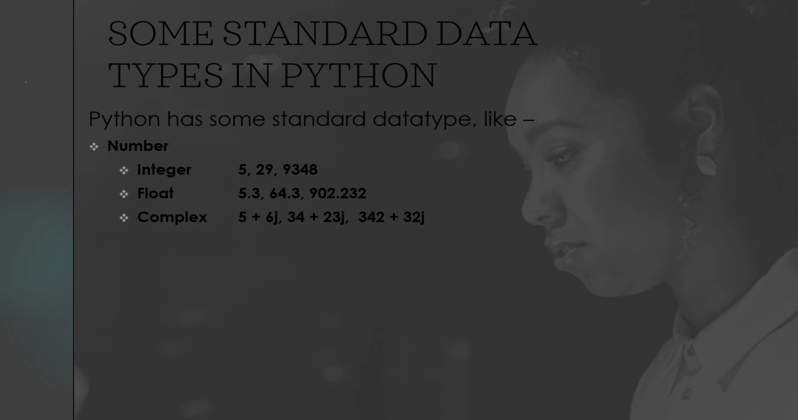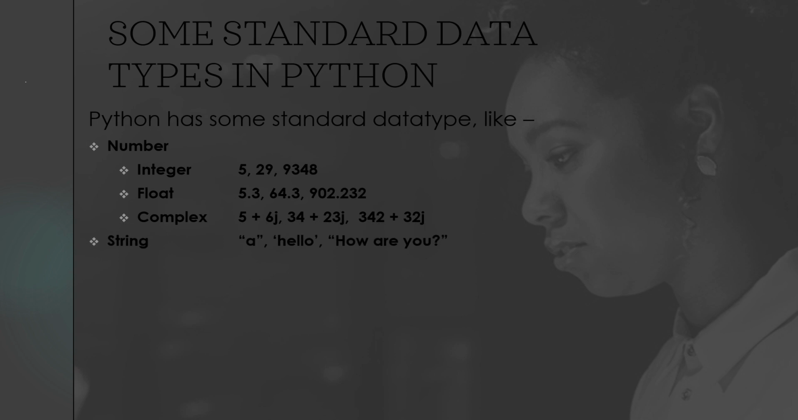Basically we are not using the complex data type, but Python has it. We need to just take some knowledge about it, like 5 plus 6j. 6 with j is an imaginary value.